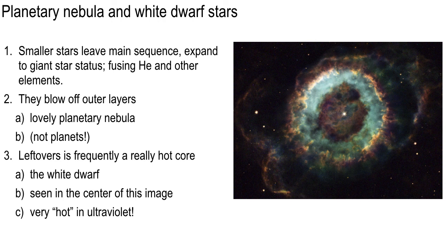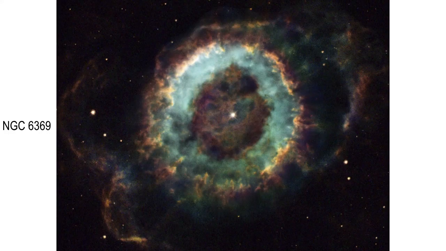Now, the leftover after you blow all those layers off is a white dwarf. And that's what you see in the center. It's usually pretty hot in the ultraviolet. And the white dwarf is going to be about the size of the Earth, plus or minus a few thousand kilometers. So it's on the order of the Earth in size. And the white dwarf is no longer fusing. Still pretty hot though, so it's got a lot of radiation to zap out into space and cools down that way, but it's not fusing.